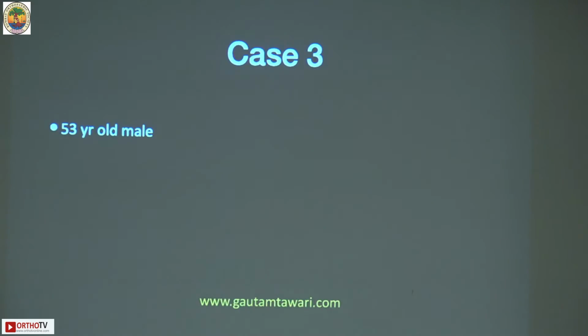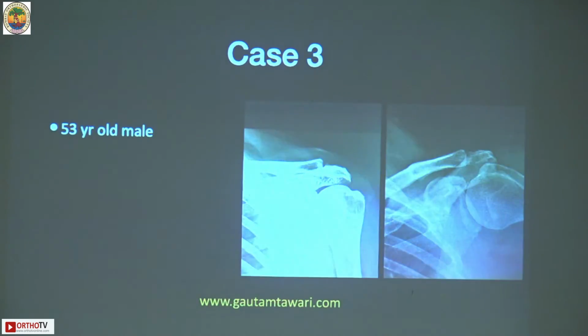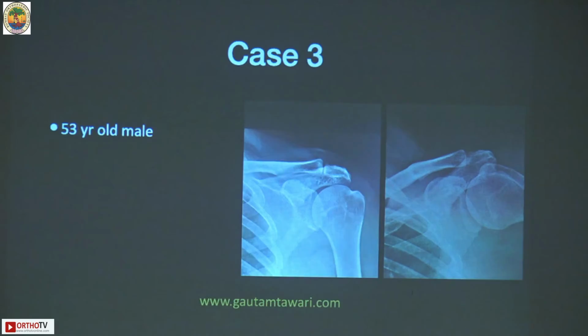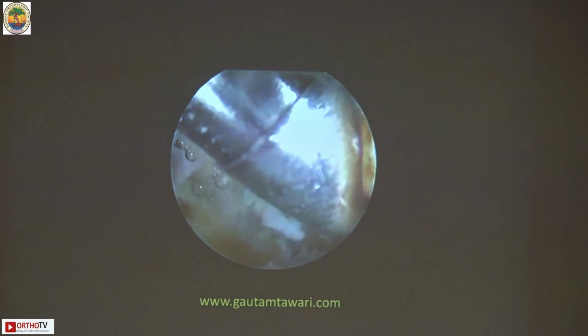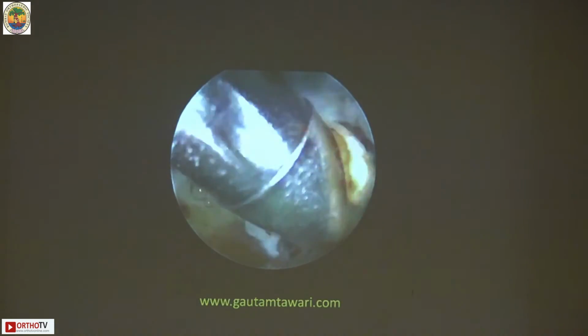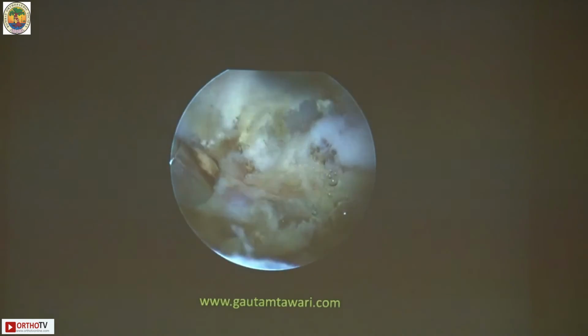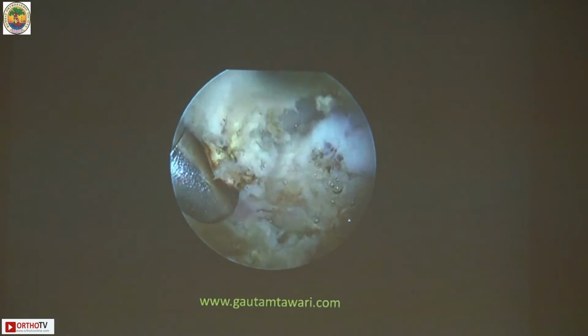So this is the last case, a 53-year-old male. That is what you get. It's ACJ arthritis, right hand dominant, left ACJ pain, restricted overhead activities. What do you do for them? A straightforward arthroscopic ACJ excision, and again, it's a straightforward procedure.